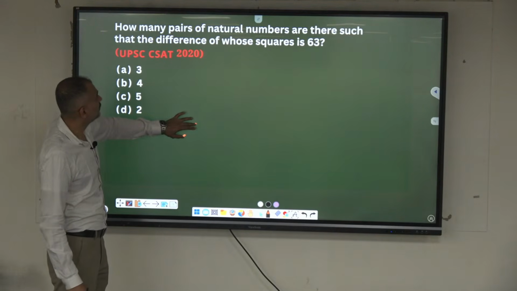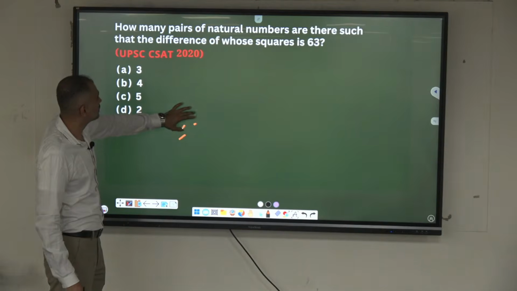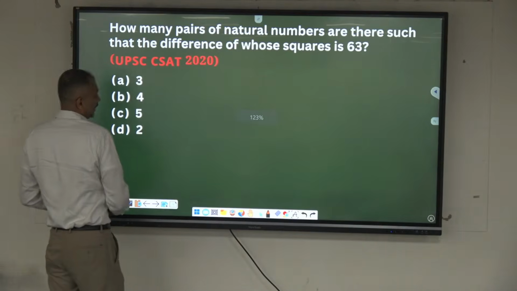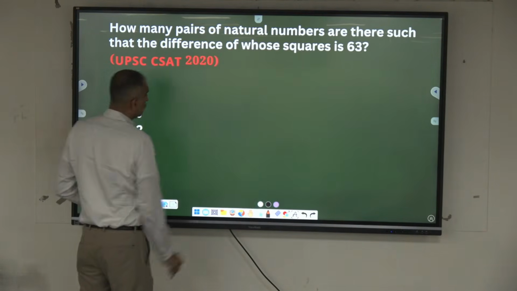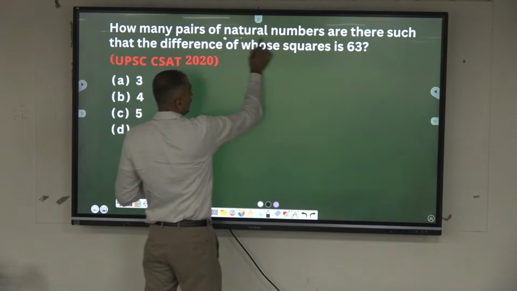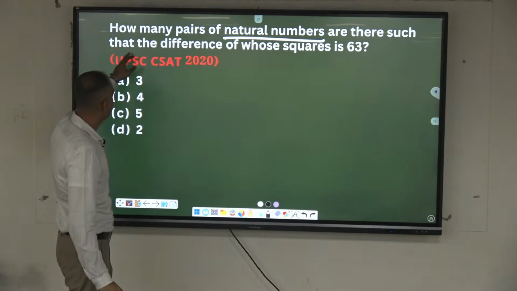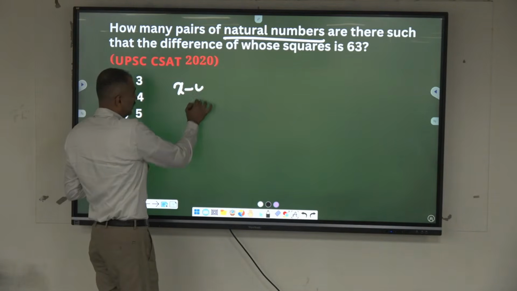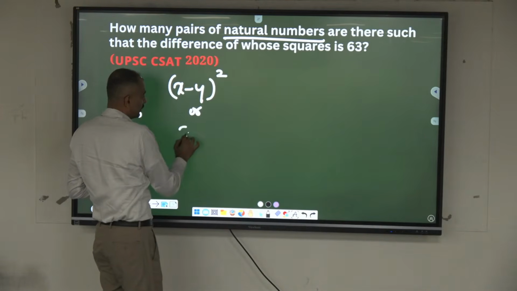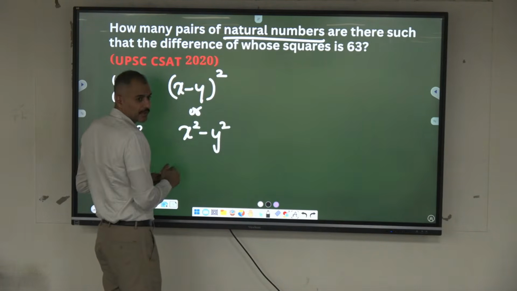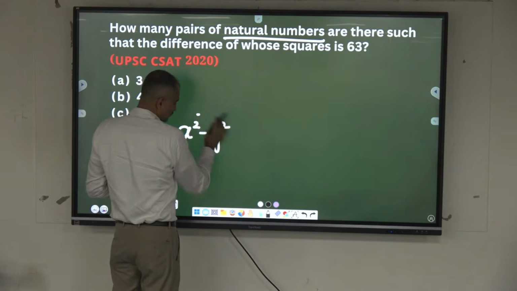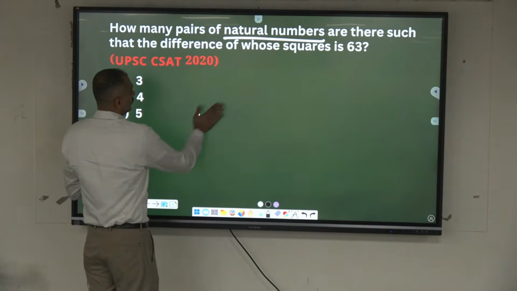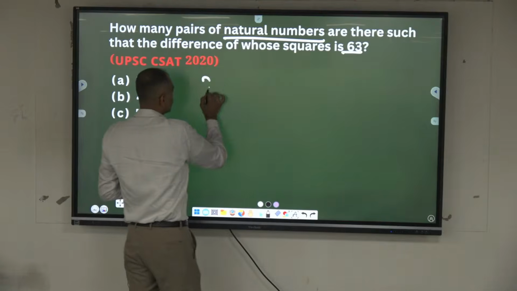How many pairs of natural numbers are there such that the difference of whose squares is 63? Okay, look here now. I'll give an approach. Natural numbers means positive integers. The difference of whose squares, meaning is it (x minus y) whole square or x square minus y square? So he has given that x square minus y square is equal to 63.